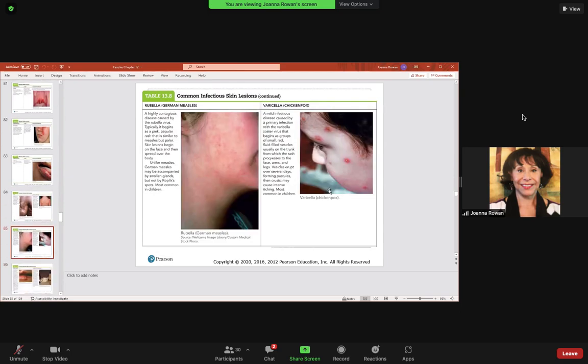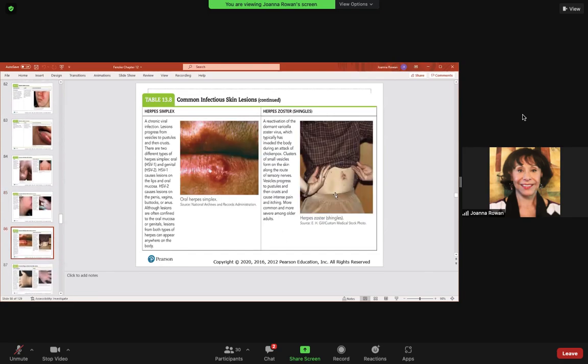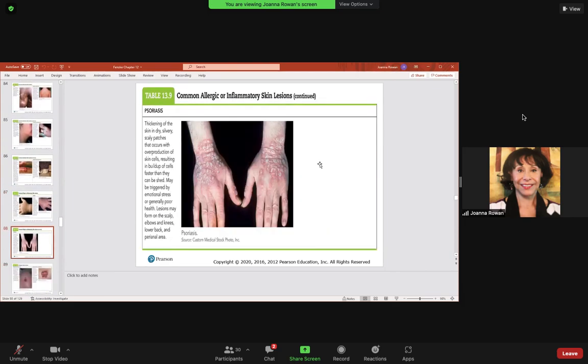Let's see. Know the difference between rubella, which is the German measles, versus varicella, which is the chicken pox. And know herpes simplex versus herpes zoster. And psoriasis.